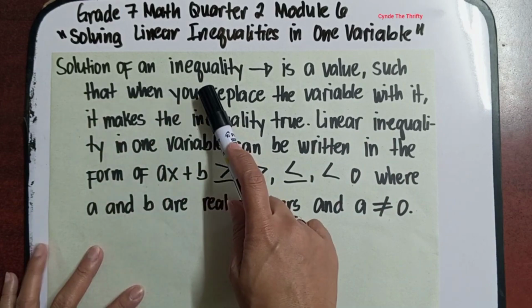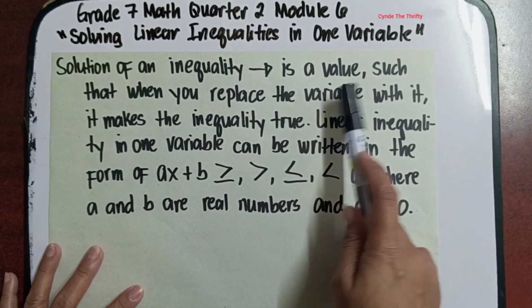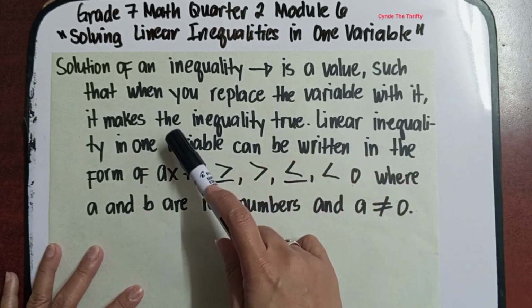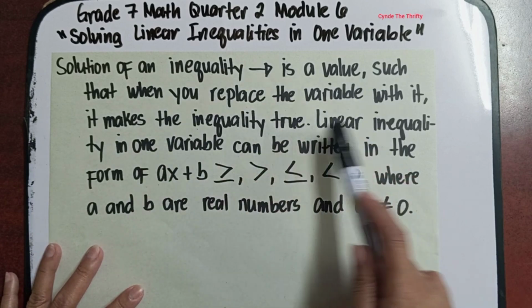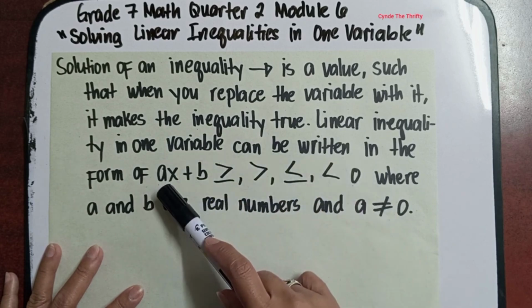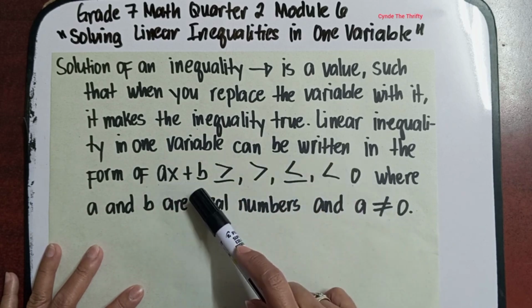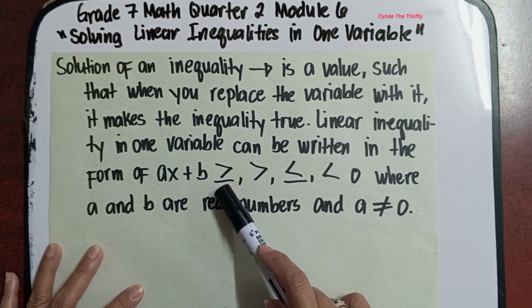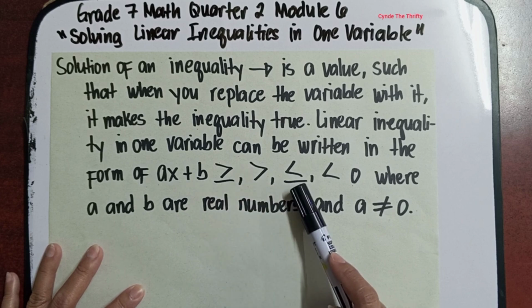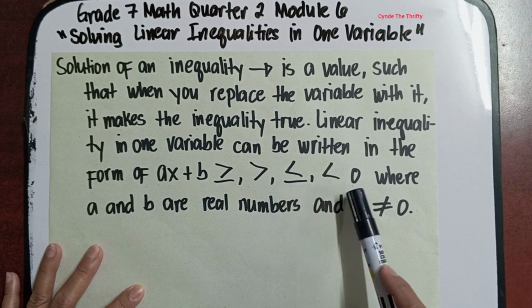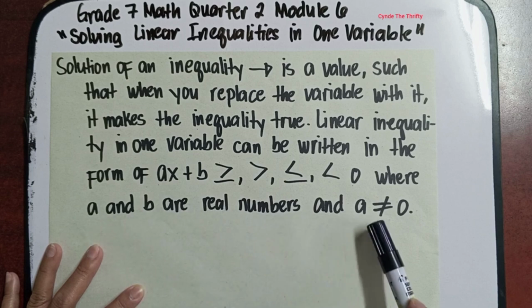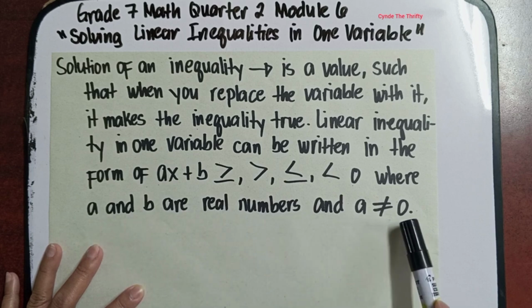Solution of an inequality is a value such that when you replace the variable with it, it makes the inequality true. Linear inequality in one variable can be written in the form of ax plus b is greater than or equal to, is greater than, is less than or equal to, is less than 0, where a and b are real numbers and a is not equal to 0.